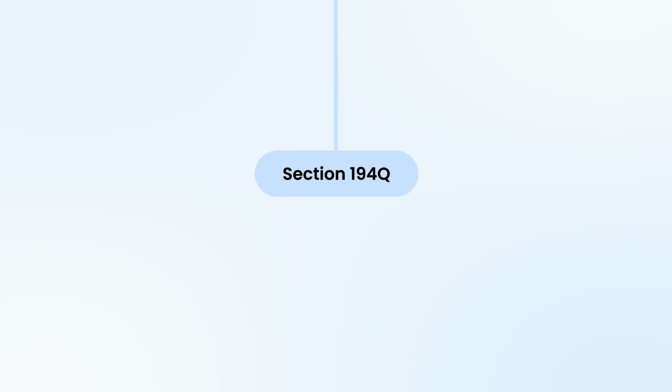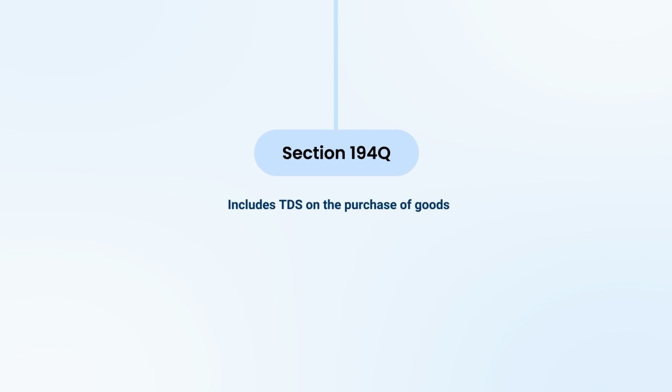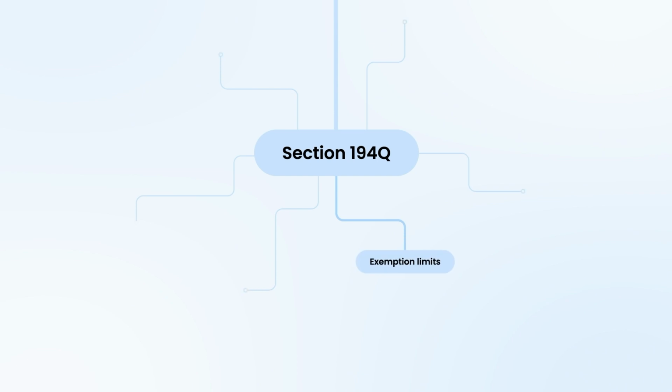The introduction of Section 194Q, which includes TDS on the purchase of goods, has added another layer of complexity with a new calculation methodology that considers exemption limits.